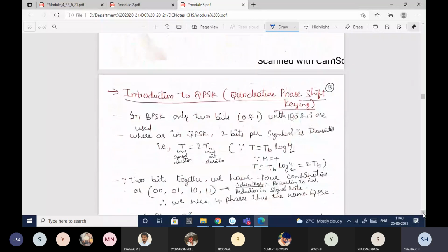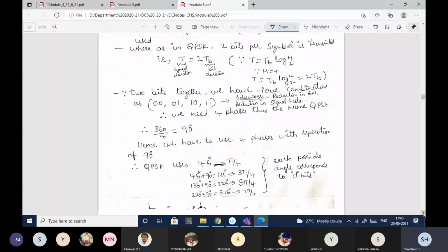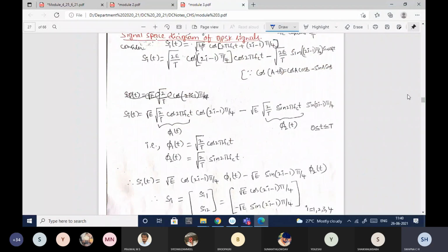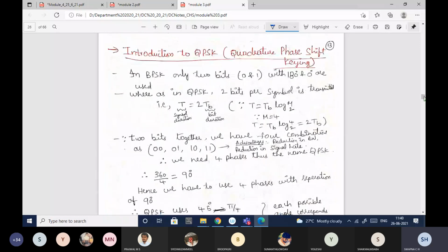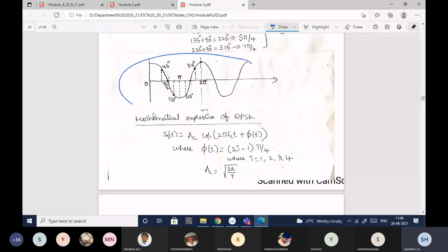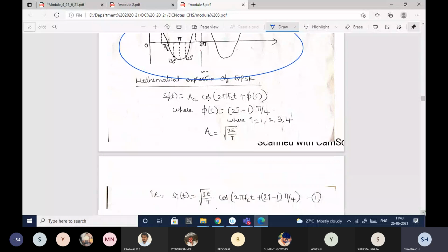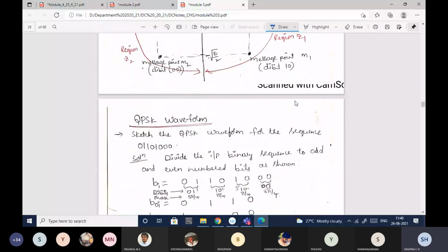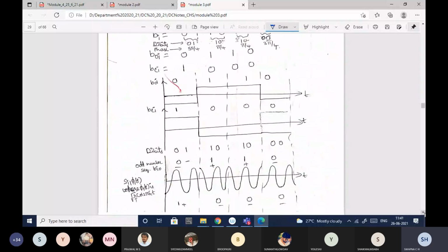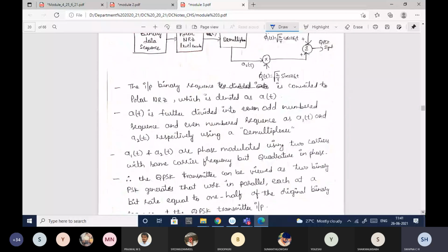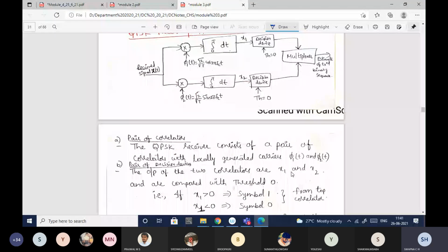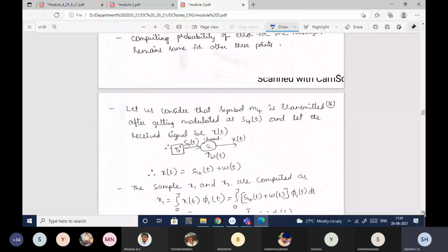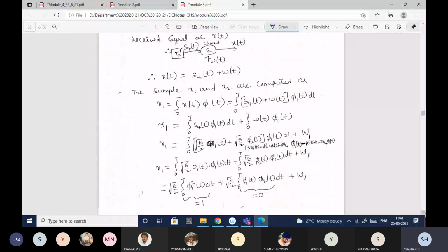Then comes QPSK, quadrature phase shift keying. So introduction related to that, then signal space diagram. And see, even how to plot the QPSK signal is also important. Signal space diagram. Now then QPSK probability of error. QPSK transmitter and receiver. Then comes your probability of error, that derivation as well.